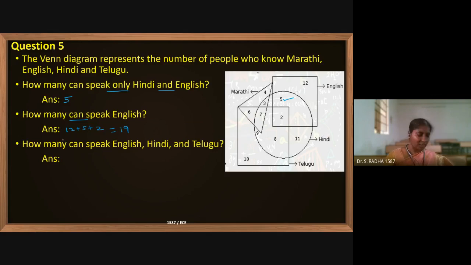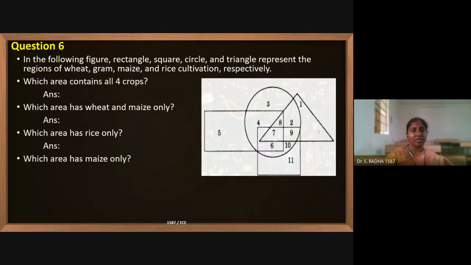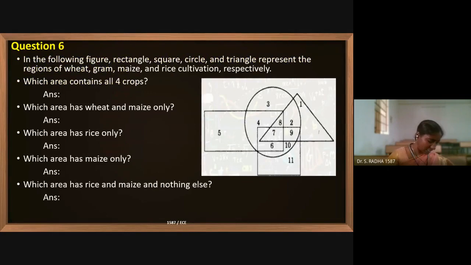Then the last one: how many can speak English, Hindi, Telugu? The common region of the English square, Hindi circle, and Telugu square. All the three should be present without Marathi. So this may be the common region 2, which is there in 2 squares and 1 circle. So the answer is 2. So we will complete only this problem and we will wind up. Very easy. If you are getting the answer, kindly post in the chat box.